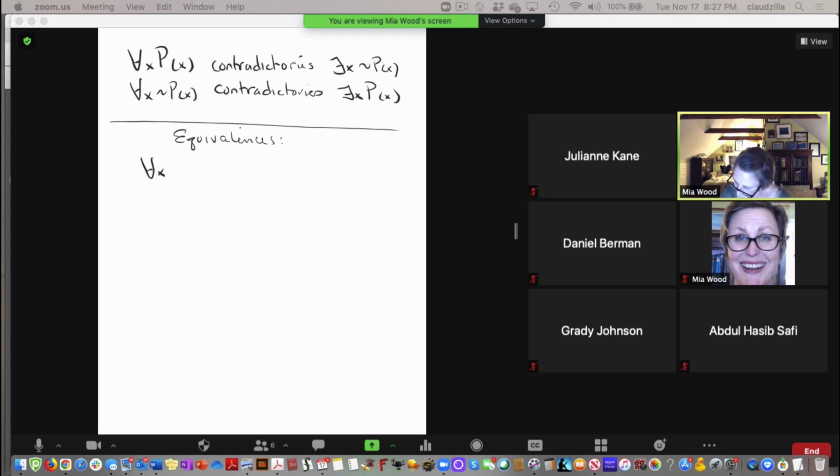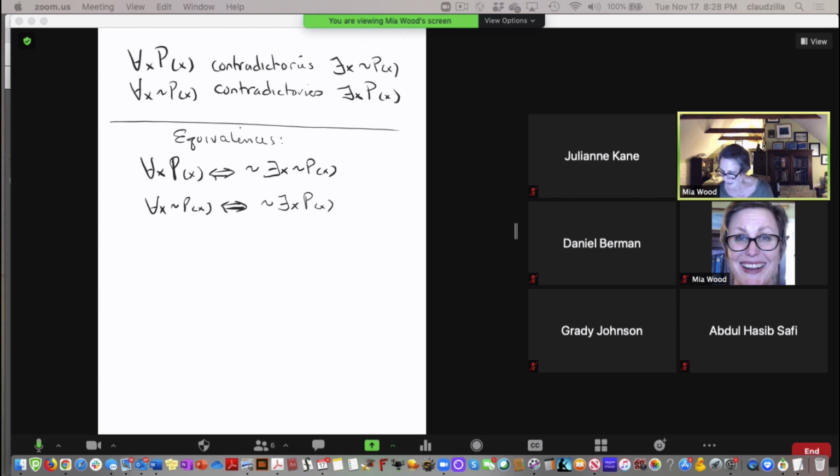Everything is P is equivalent to, it's not the case that there is even one thing that's not P. A little wordy, I know, but, right? Everything is not P, or nothing is P, is equivalent to, it's not the case that there is even one thing that is P. Right?